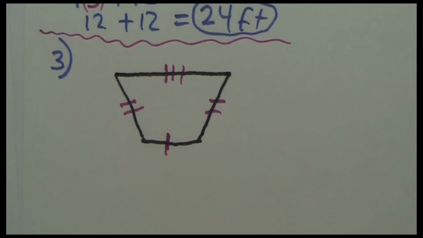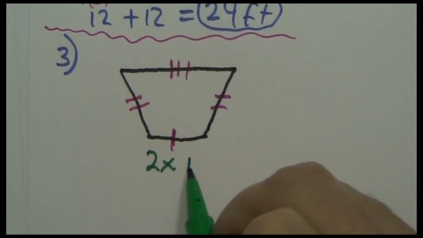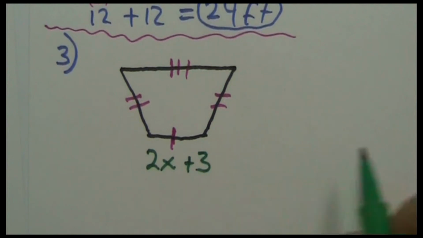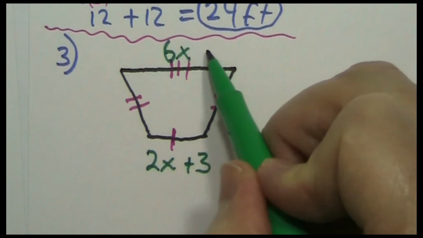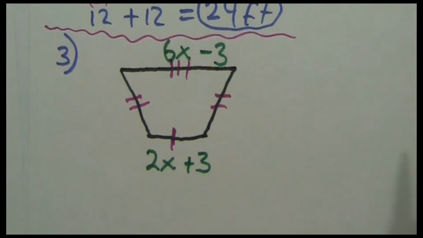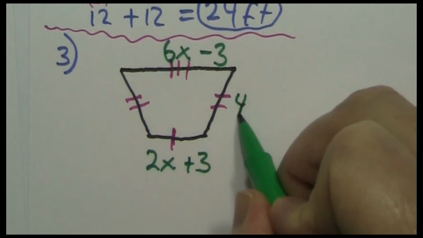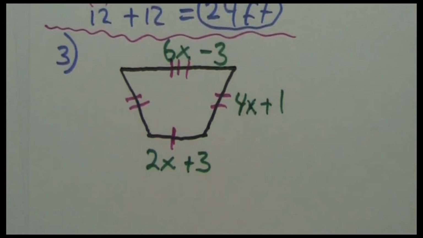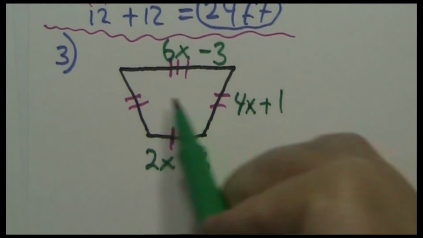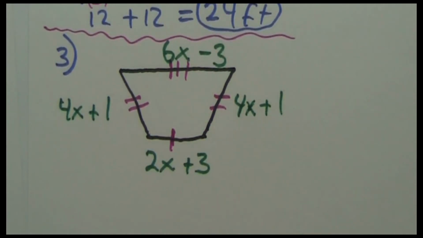All right, here are the measurements that we'll put into the expressions for each side. This bottom will be 2x plus 3. The top, 6x minus 3. And the side is 4x plus 1. Well, since I'm writing this, I might as well write it over here too. It just makes it easier for counting purposes.